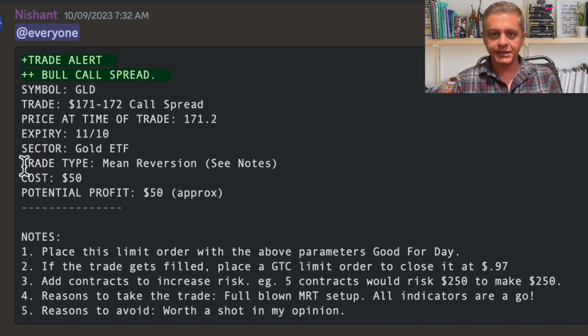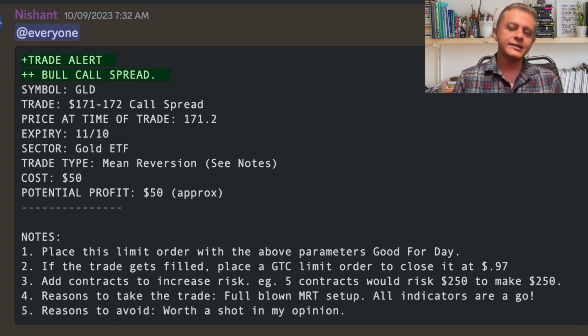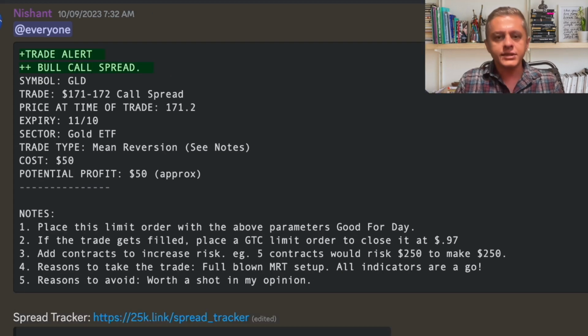Now, in this particular example, I have mentioned trade type, which says mean reversion. So this trade is not taken on a broader market move. It's taken based on the mean reversion criteria that I mentioned in my book being satisfied. But since I run this as an educational group, I always give our members food for thought. So I always tell them why I am taking this trade and why one might not want to take a trade. I give them both; this conflicting view kind of promotes thinking on behalf of anybody looking at this trade. So in this case, if you see number 4 and number 5, I've mentioned reasons to take the trade.